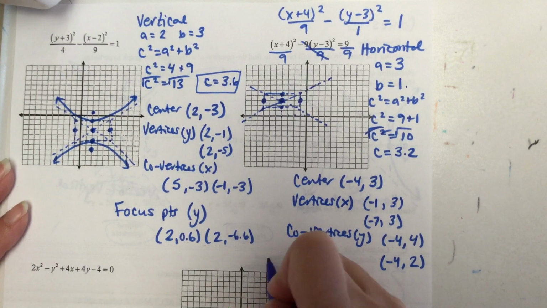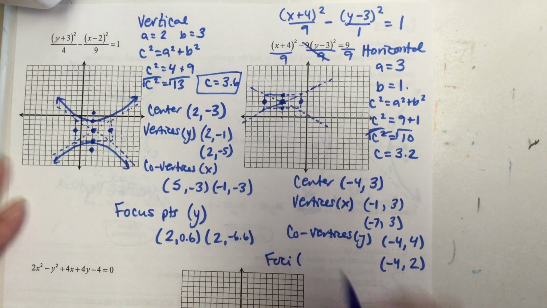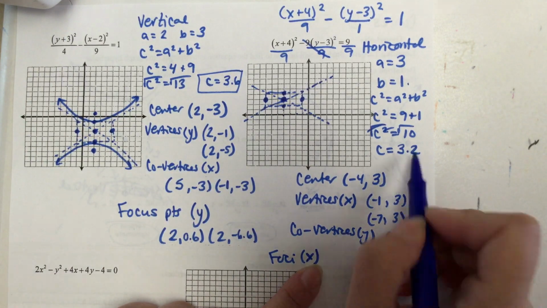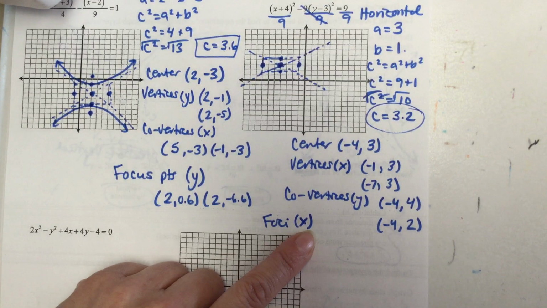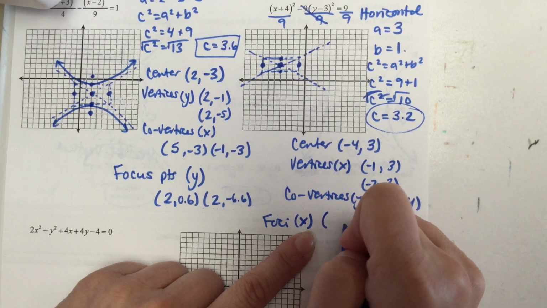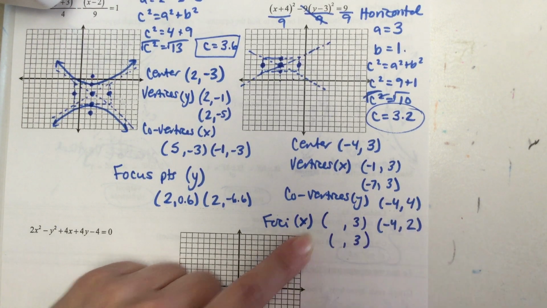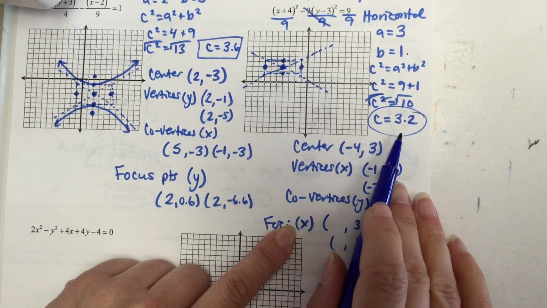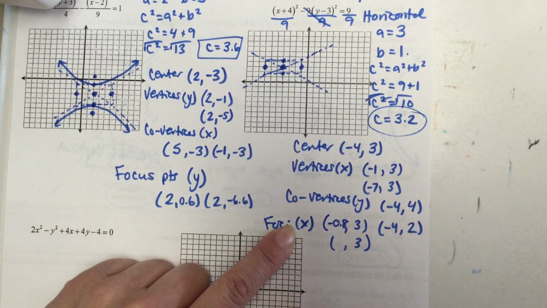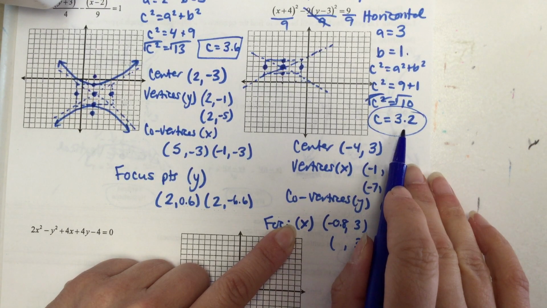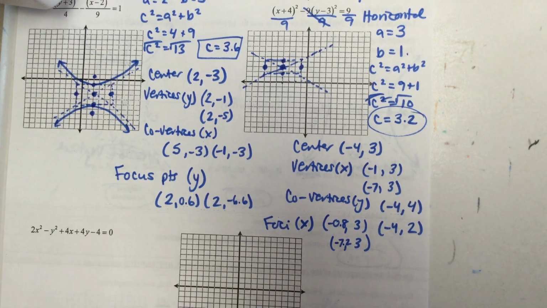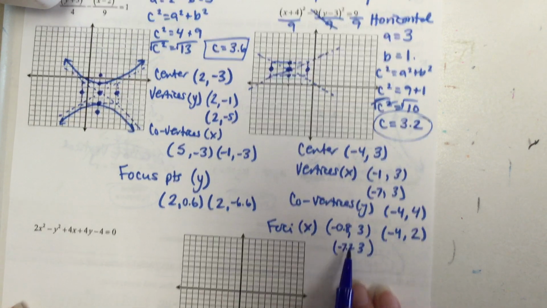Okay, now last but not least, you need your foci points. The foci points need to go with the vertices, so again, I'm changing the x. When you find the foci points, you're using your C value, which is 3.2. So I'm keeping the y the same, okay, from the center. I'm changing the x. -4 plus 3.2 is -0.8. -4 minus 3.2 is -7.2. Those are your two foci points.